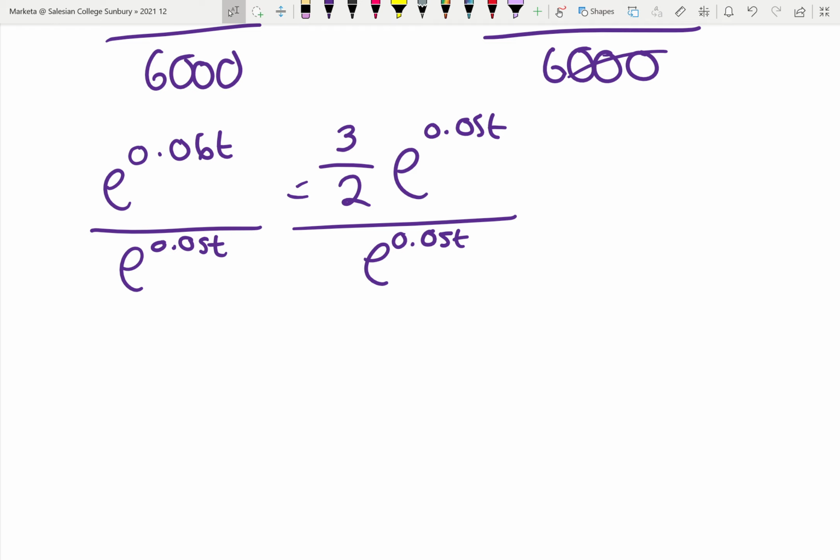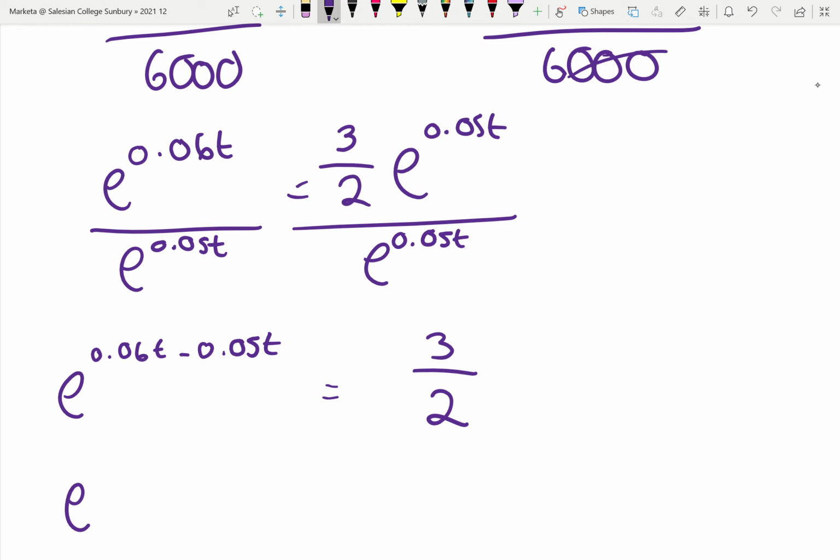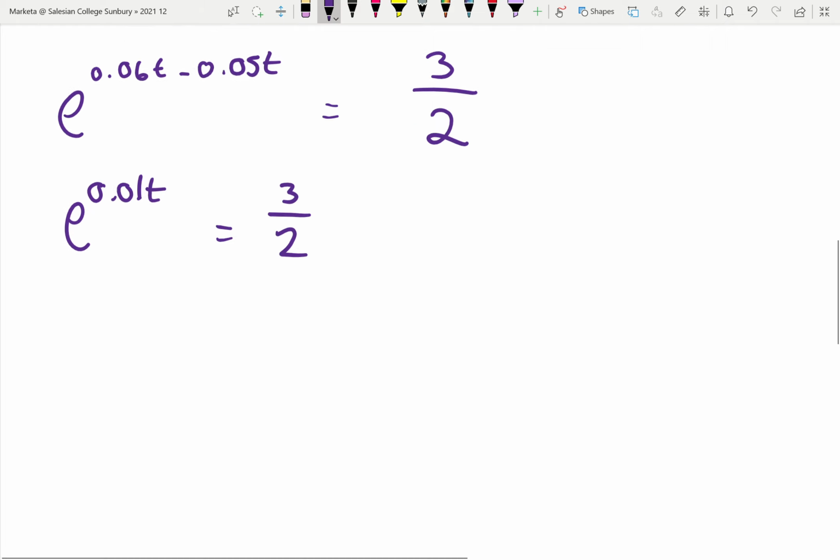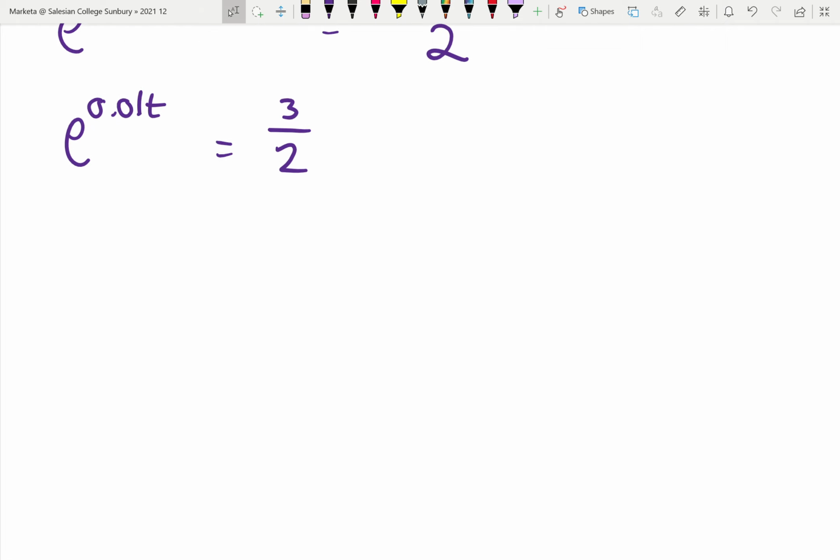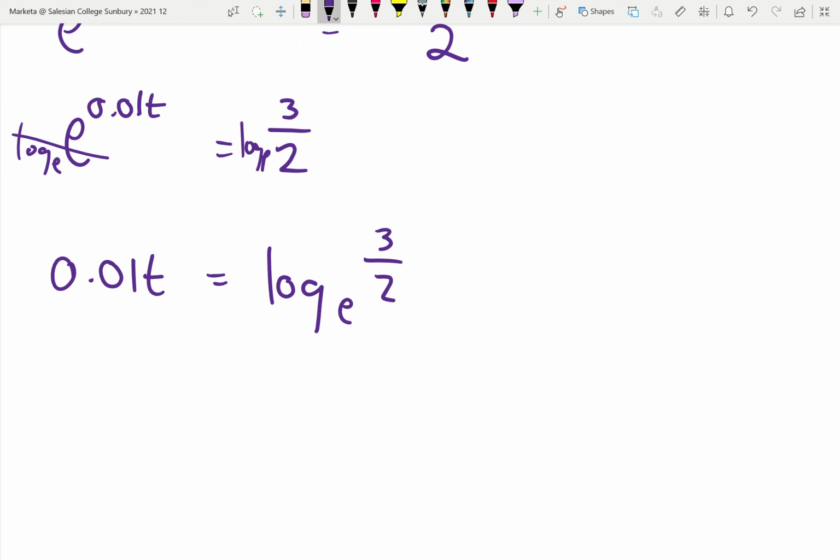Now we're dividing indices, so if we divide indices, we're going to subtract. So that's going to be e to the power of 0.01 t equals 3 on 2. So we're nearly there. We now just have to log both sides because we want to get rid of the exponential. So we end up with 0.01 t equals log e 3 on 2.